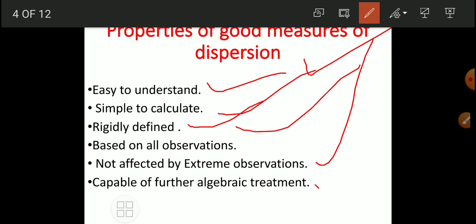Capable of further algebraic treatment. Whatever result we have got can be further analyzed for further conclusions. So again, the properties of a good measure of dispersion: easy to understand, simple to calculate, rigidly defined, based on all observations, not affected by extreme observations, and capable of further algebraic analysis or treatment.